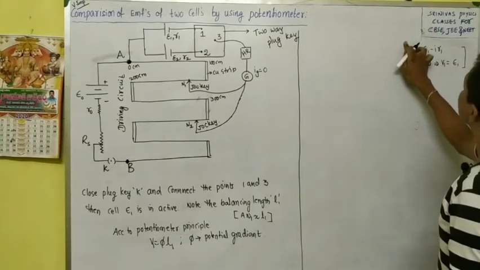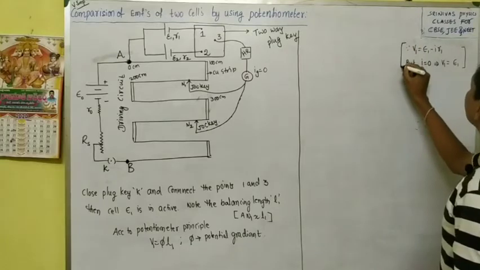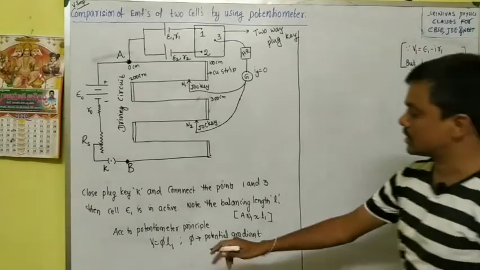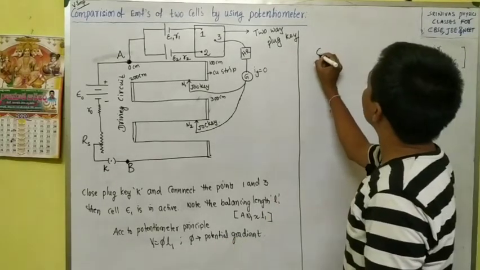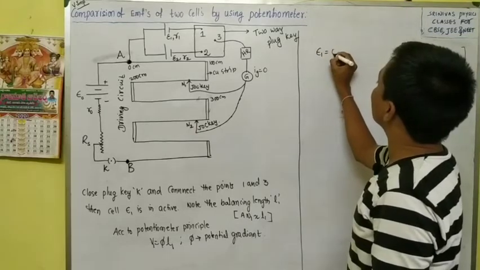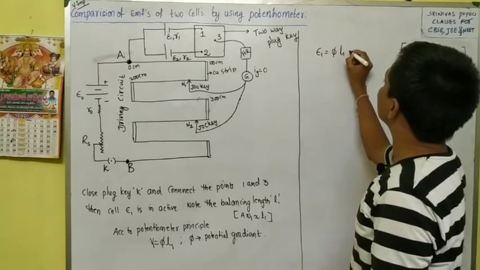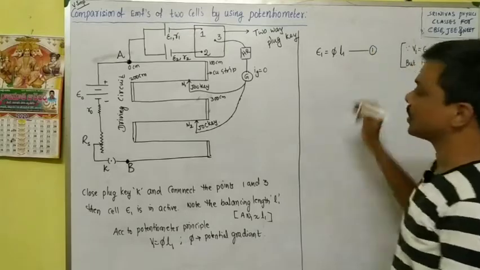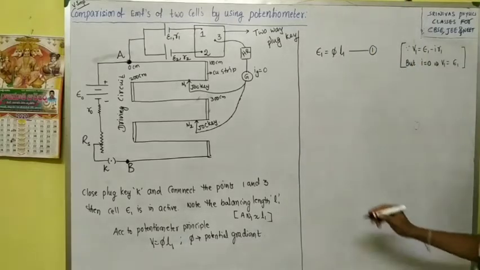Okay, we substitute here, then what will you get? E1 is equal to phi L1 we will get, right? This is equation 1. Okay. Now what do we have to do?